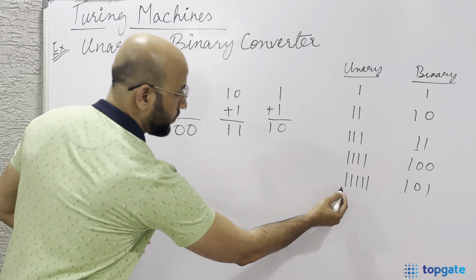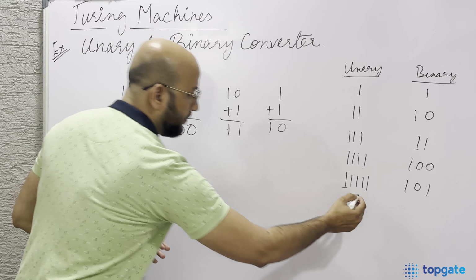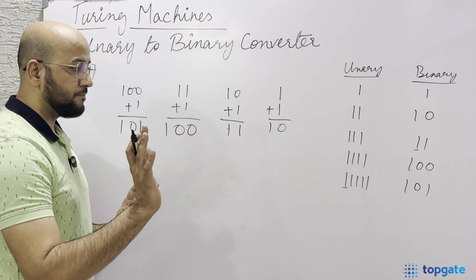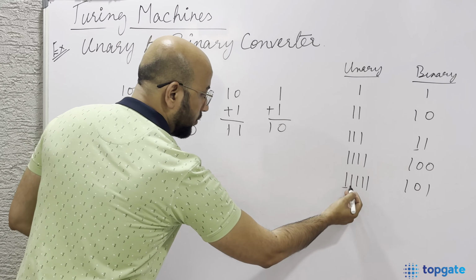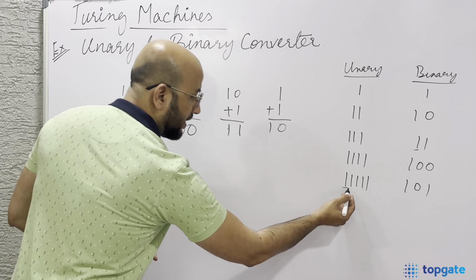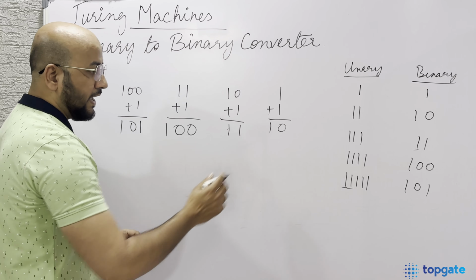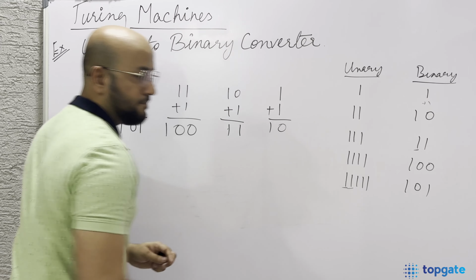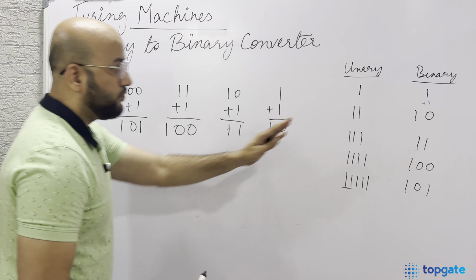Clear? So for the first one, I'll just read this one, and then I'll go on to the binary side and I'll simply write 1 there. Clear? Then I'll again come on to the input side, the unary side. There again I'll read one more 1, and then I'll go on to the binary side and I will add 1 to it. Clear? And 1 will be added.